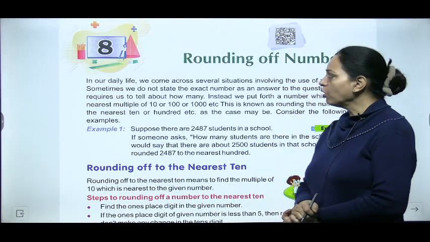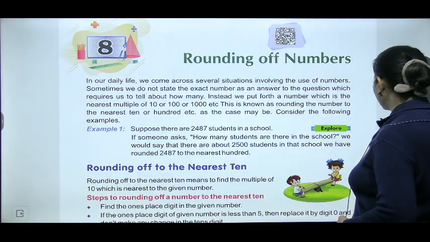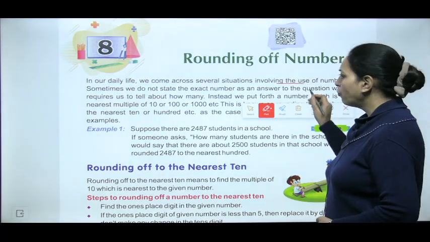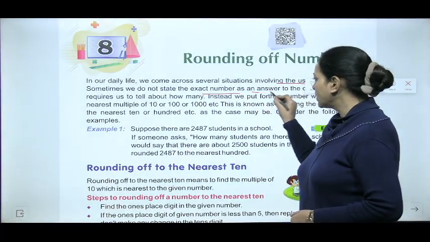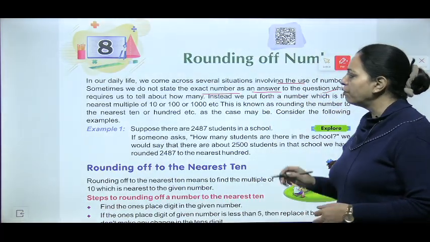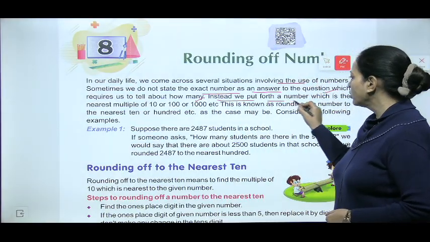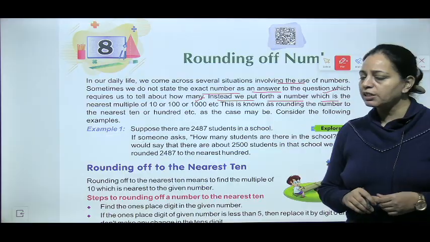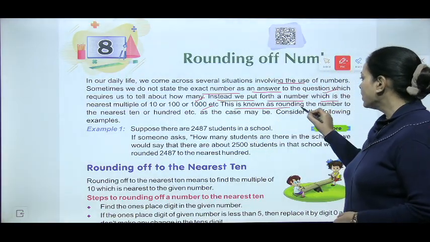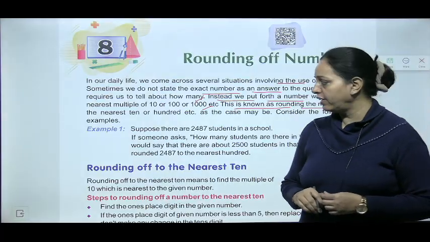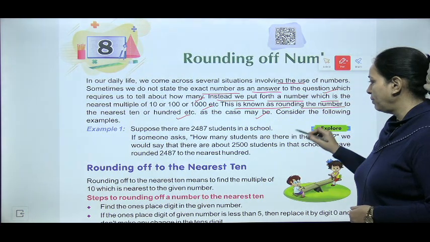Chapter 8, rounding of numbers. In our daily life, we come across several situations involving the use of numbers. Sometimes we do not state the exact number as an answer to the question which requires us to tell about how many. Instead, we put forth a number which is the nearest multiple of 10, 100 or 1000, etc. This is known as rounding the number to the nearest 10 or 100, etc., as the case may be.